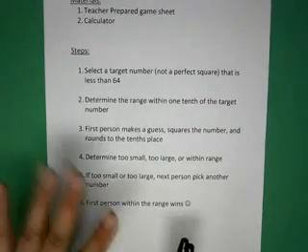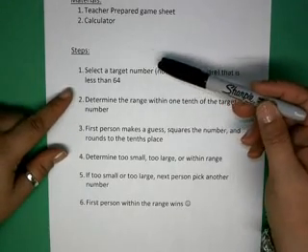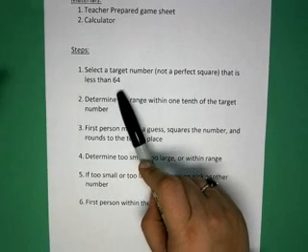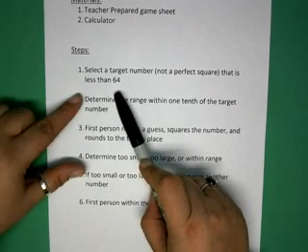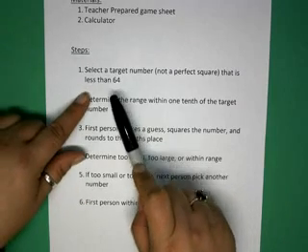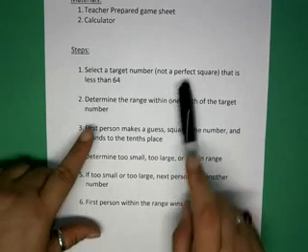Now the steps, it's going to look like a lot, but when you get down to it, it's not that bad. We begin by selecting a target number less than 64. The book's going to recommend a number less than 600. We selected 64 so that we can really zone in on the skills as we begin this game. And we cannot select a number that's a perfect square.